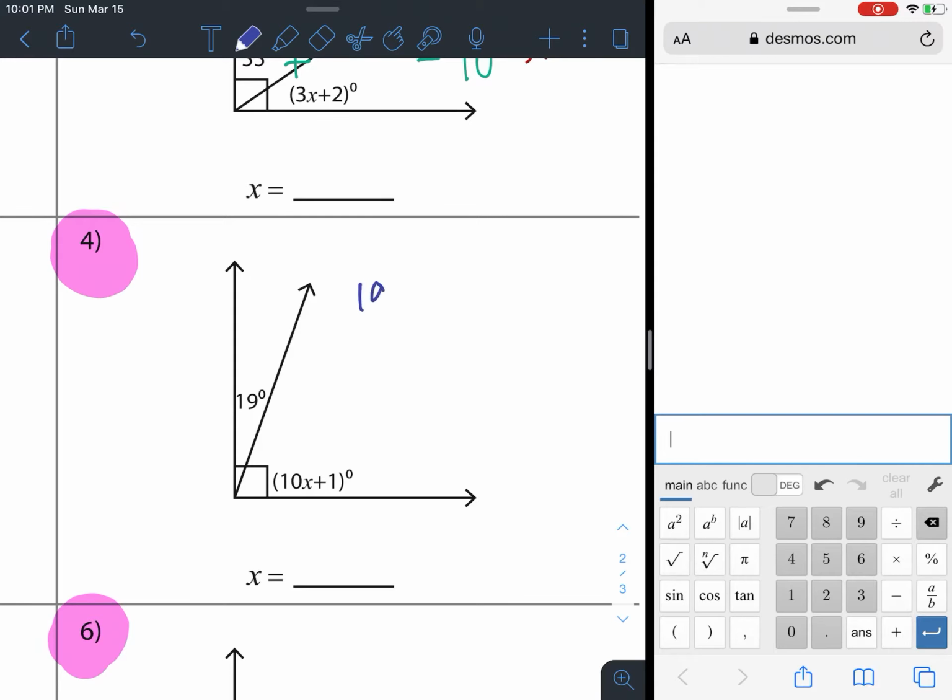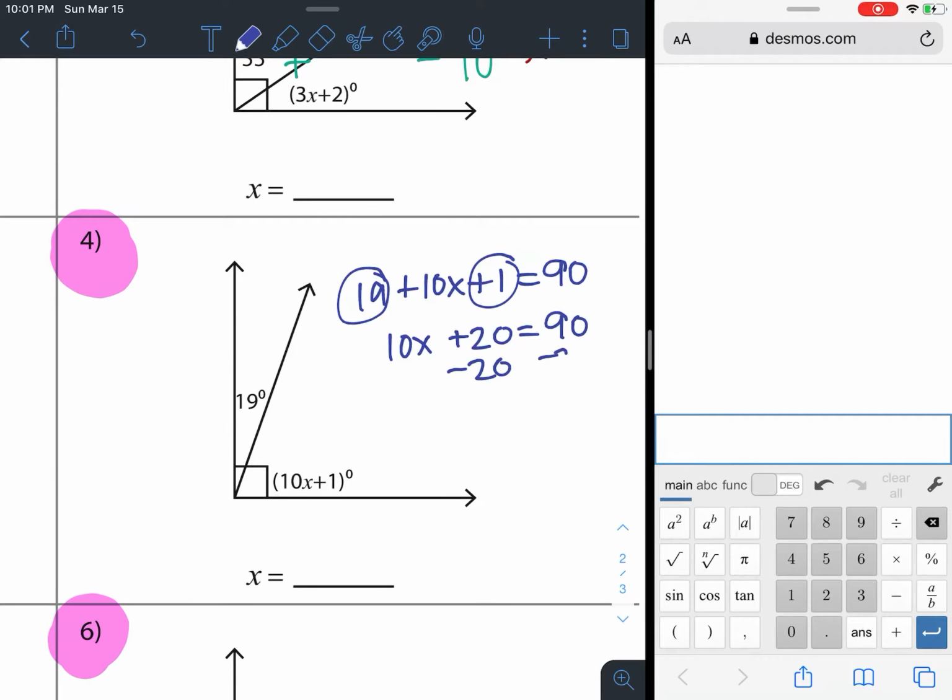Number 4, 19 plus 10x plus 1 equals 90. Combine 19 and 1. So 10x plus 20 now equals 90. Subtract 20. So 10x equals 70. Last step, break apart 10 and x. Divide by 10. So x is 7.